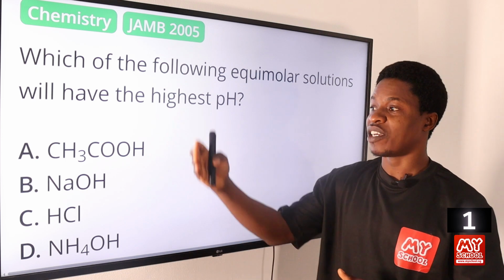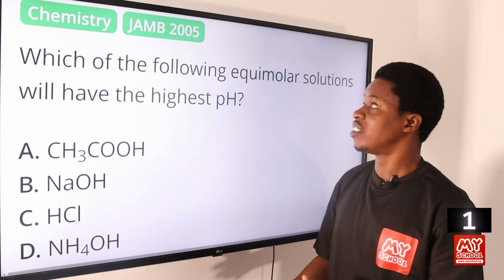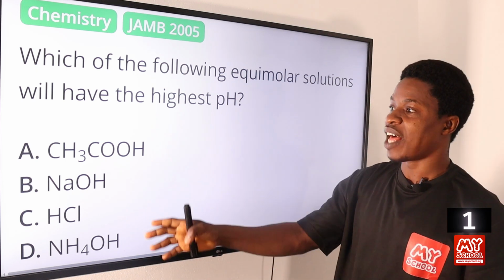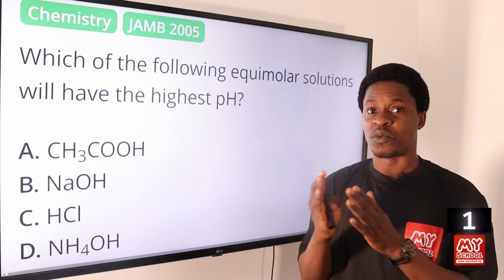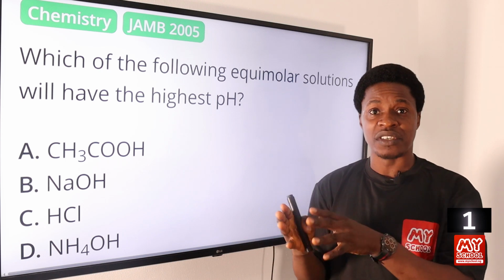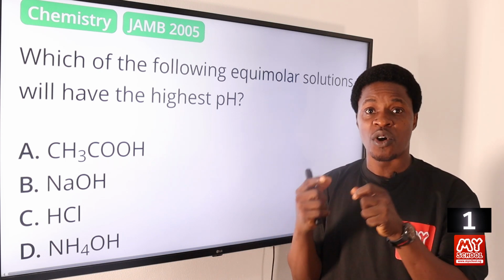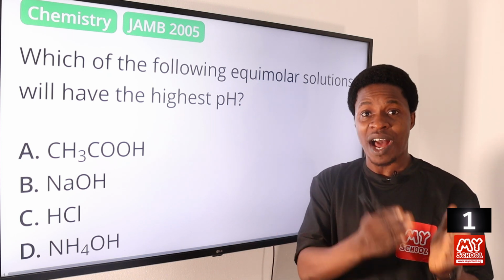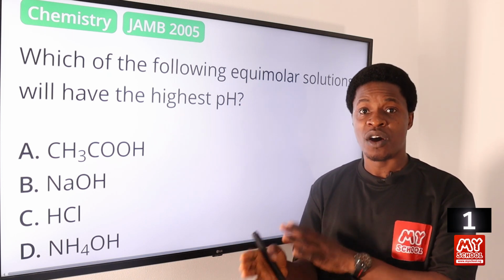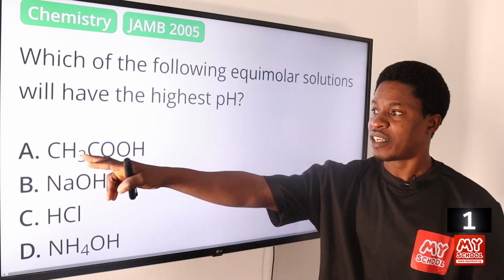So considering that they all have the same concentration, the question is saying which one among these has the highest pH. When we talk about pH, don't forget, pH has to do with what? The negative logarithm of the hydrogen ion concentration or the negative logarithm of the hydroxyl ion concentration, because we could have it for acid, we could have it for alkaline solution. So let's look at option A.